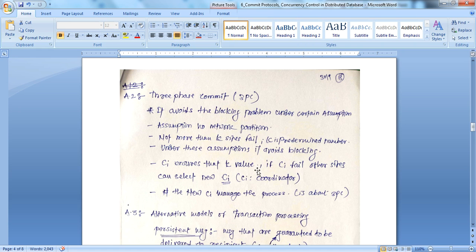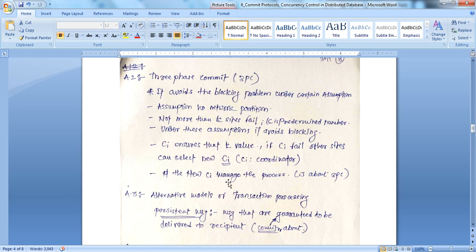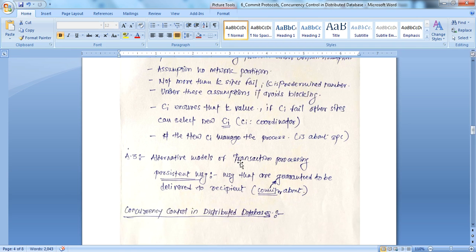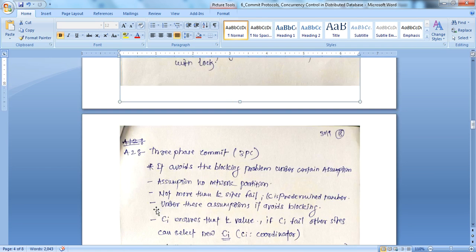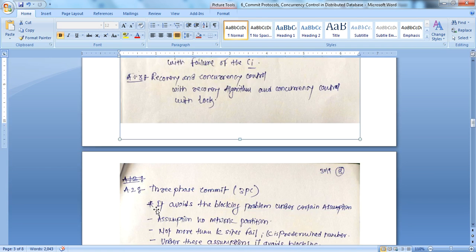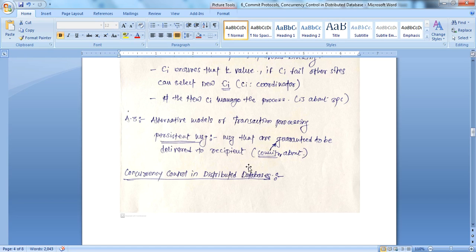CI ensures that k value. If CI fails, other sites can select a new CI, that is the coordinator. The new CI manages the process for the 3PC. Now the alternative model of transaction processing is persistent messages that are guaranteed to be delivered to the recipient. That one is commit or abort. This one is the alternative model. That one is transaction processing with persistent messages, right? These are the three ways: 2PC, 3PC, or persistent messages.